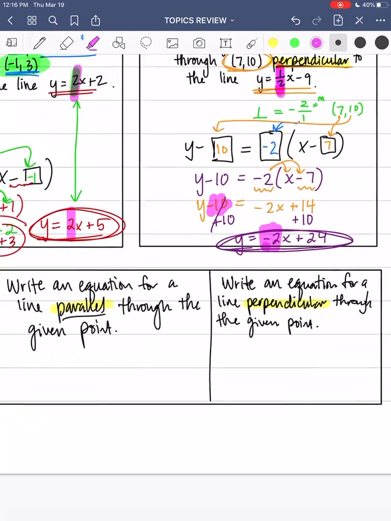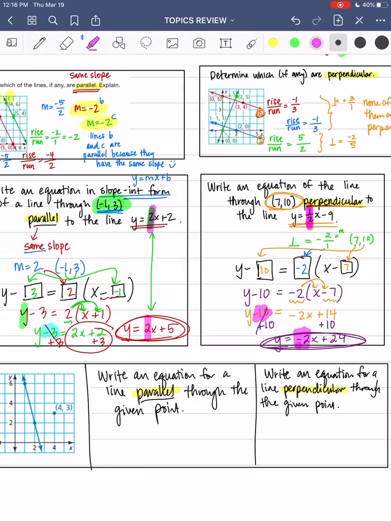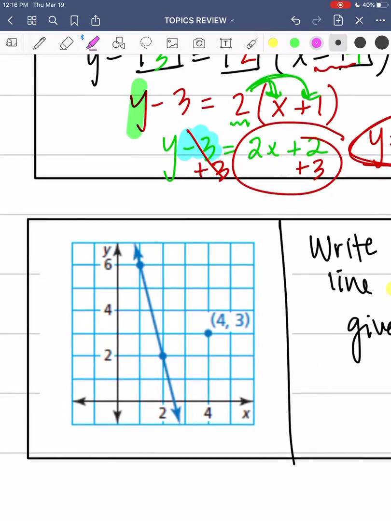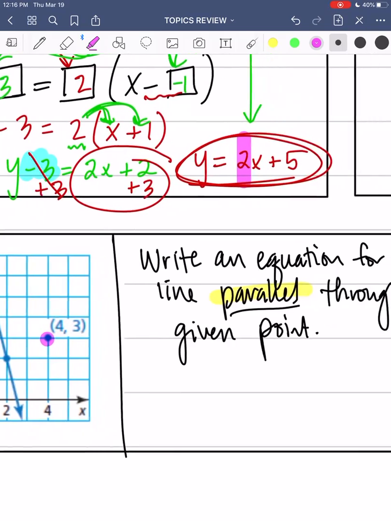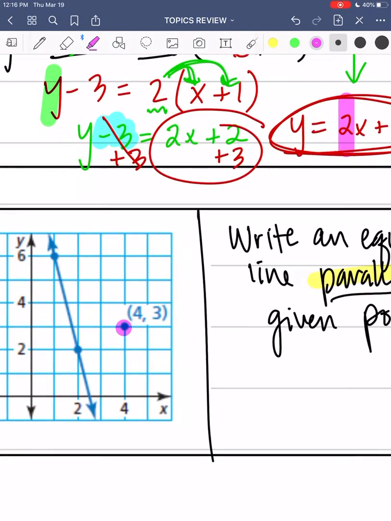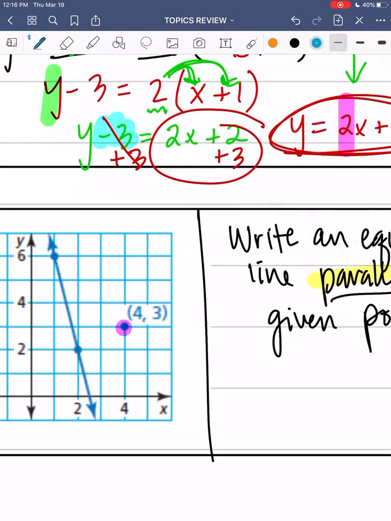Okay, last example. It says, write an equation for a line parallel through the given point. They gave us this picture of a line and another point sitting off to the side, right? What we're trying to do is write an equation for a line that goes through this point, parallel to the line. They're asking for a line that is side by side, except it's got to be perfect, the exact same slope.